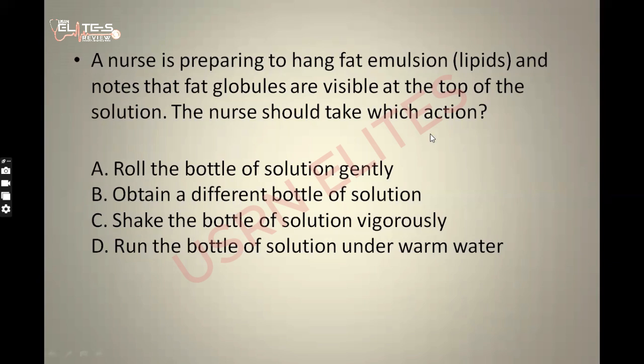Mokobi, do you think it's necessary? This time, are you here? Hi. Do you think it's necessary? I am thinking you roll the bottle of solution gently so the contents can mix. That's what I'm thinking. Good, good. I like your explanation too.